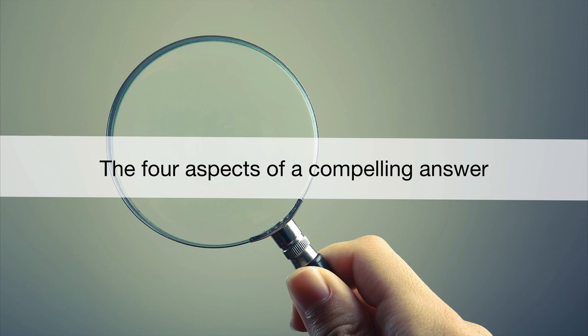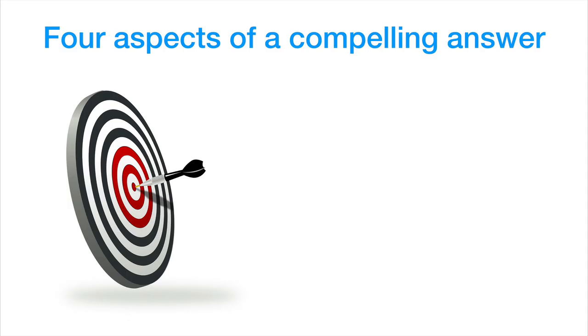Okay, so now you have a general idea what an interesting research question is and how you should approach formulating it. Now let's move to the methodology part and have a look what we need to do to make sure that we can give a compelling answer. And there are generally 4 aspects of a compelling answer.